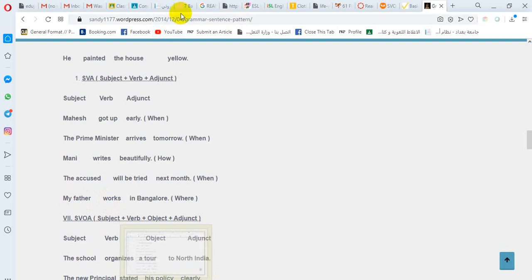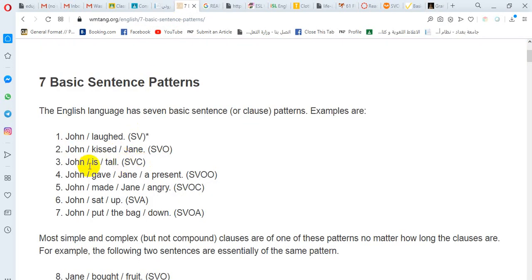Let me just go back to the types. SVC: this one here we have verb to be. Remember, a complement can be not only adverbs, nouns, or adjectives, but here only adverb. SVA, only adverb. So we have John set up. He went downstairs, upstairs, whatever. The final type of sentence pattern is SVOA, which means subject, verb, object, and we have an adverb. John put the bag down.